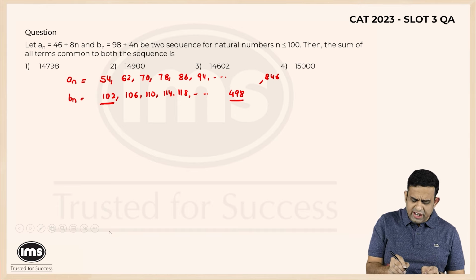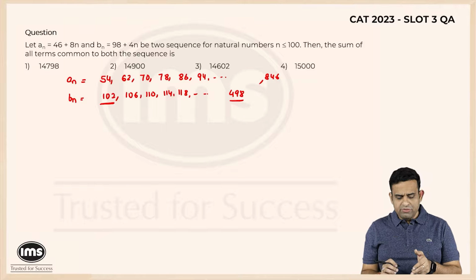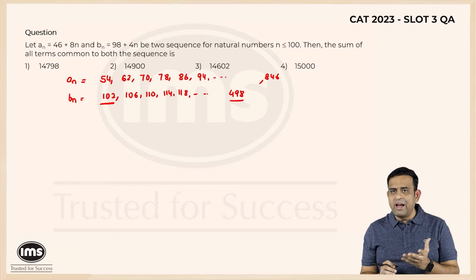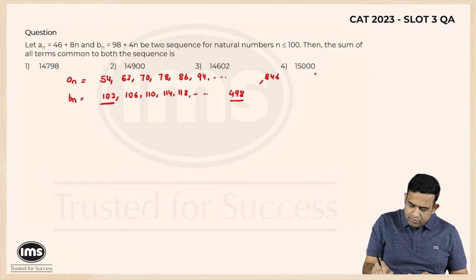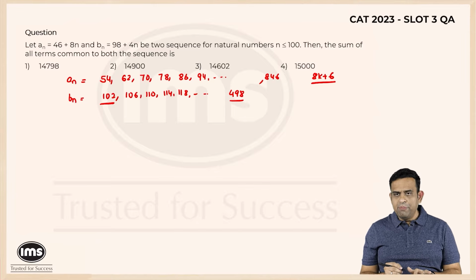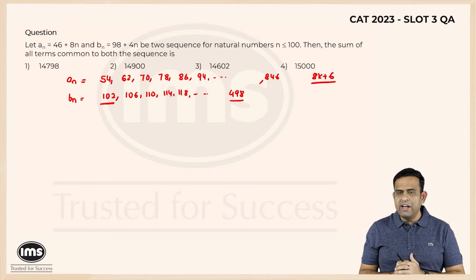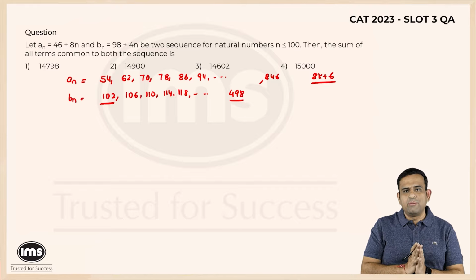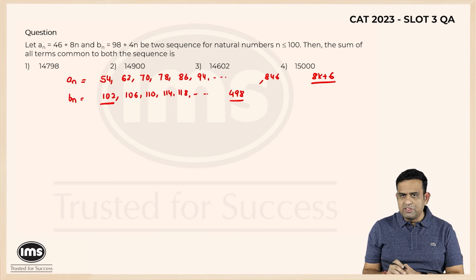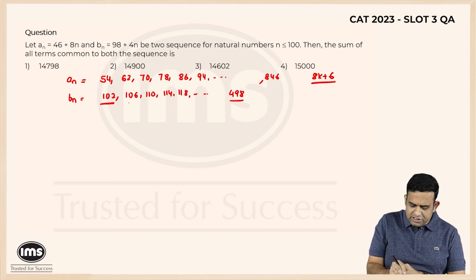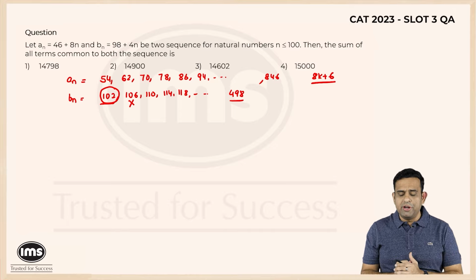If I look at an, if you divide each of these numbers 54, 62, 70 by 8, one can say it's giving you a remainder of 6. Each of these numbers is of the form 8k plus 6. So I want to see whether in bn we have a number of the form 8k plus 6. If I look at the first term 102, if you divide it by 8, you do get 6 as a remainder. If you divide the number 106 by 8, you get 2 as a remainder. So 106 is not going to be a common term. 102 is definitely going to be a common term.